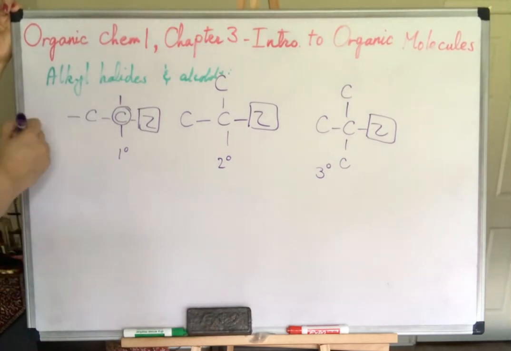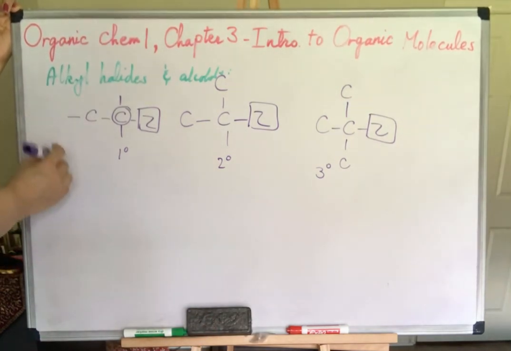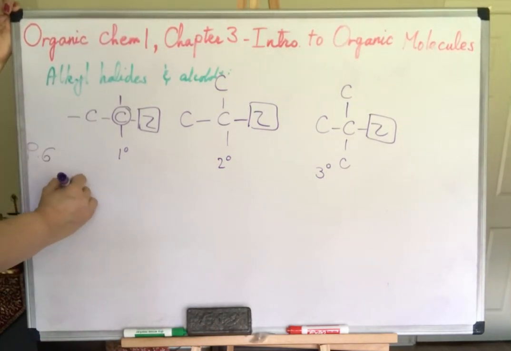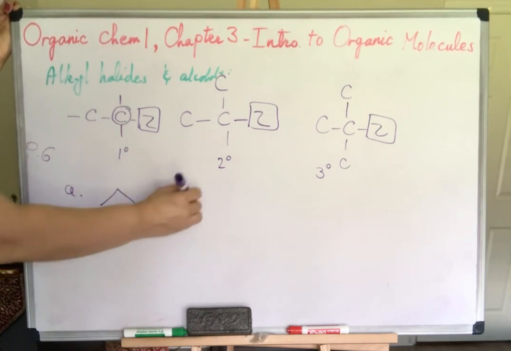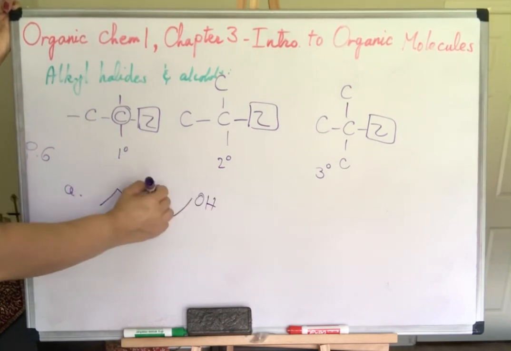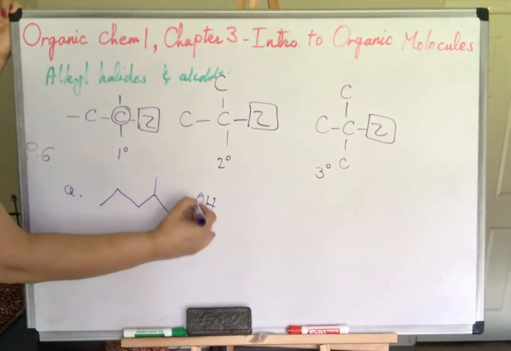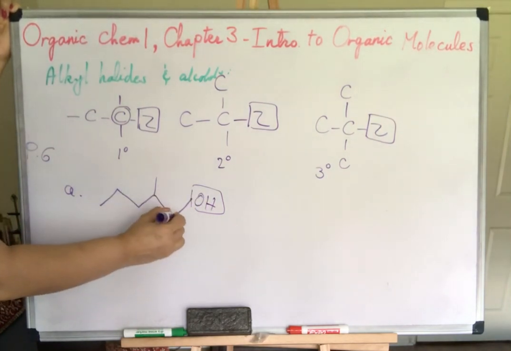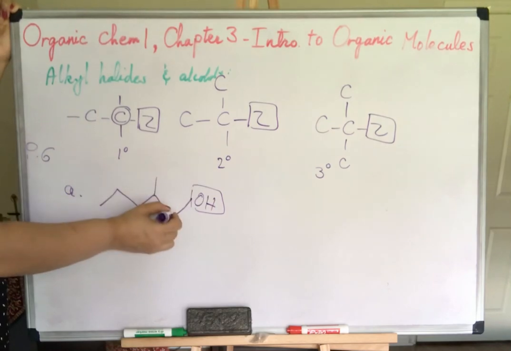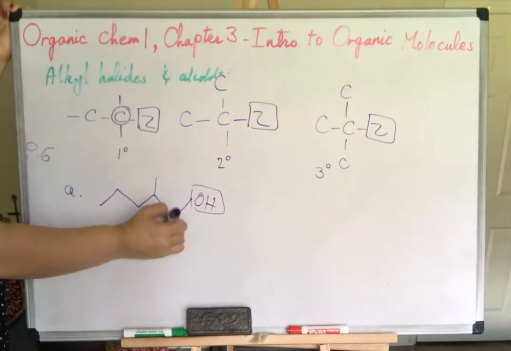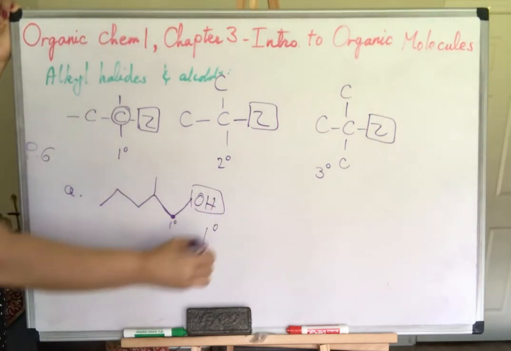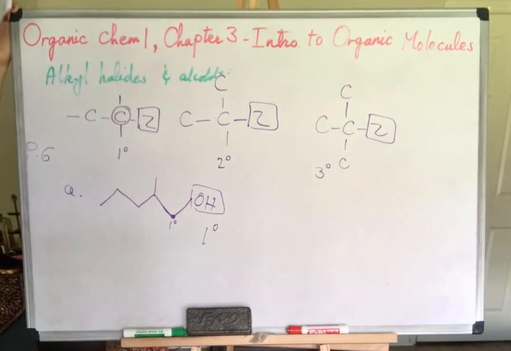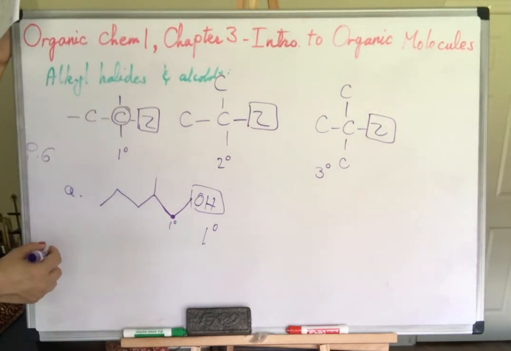The practice on page 6, we're working on A. We're supposed to determine the type of alcohol. So we pay attention that OH, make sure this is not carbon, this is O, right? This is the connection to O. This carbon that is connected to OH is connected to one more carbon. So this is a primary carbon, and the whole alcohol is considered a primary alcohol.